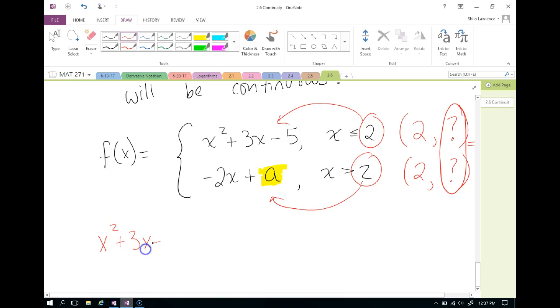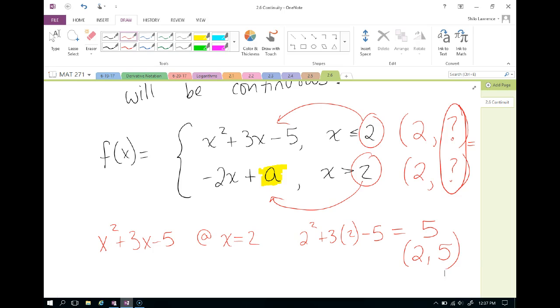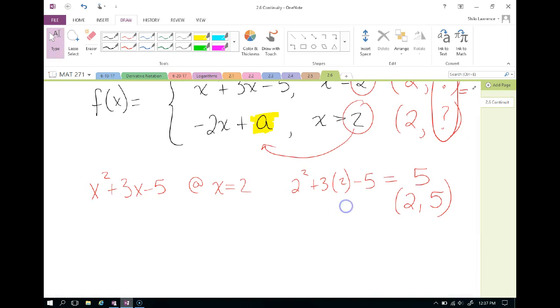x squared plus 3x minus 5. We want to know where it is at x equals 2. If we plug 2 in, we get 2 squared plus 3 times 2 minus 5. That's 4 plus 6 minus 5, which is 5. So our parabola is at the point (2, 5), which means our line needs to be at the point (2, 5) as well. If we want this function to be continuous, the parabola and the line must connect.